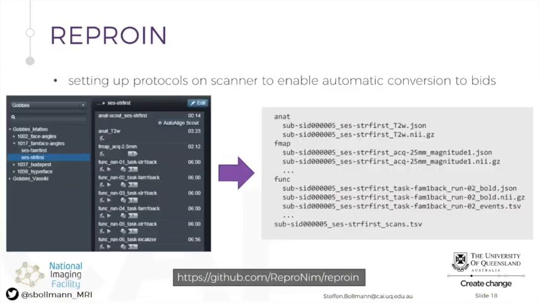And now you can go even one step further, and this is what the REPROIN guys did. They even went and changed the protocol names on the scanner. So here on a Siemens Prisma, they change how they set up their studies and they change the names of the sequences they run. And then they provide a full pipeline where they go from all the DICOMs they acquire in that center to always automatically convert it to a BIDS structure.